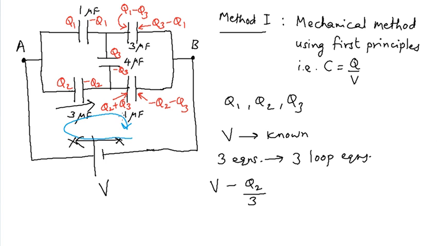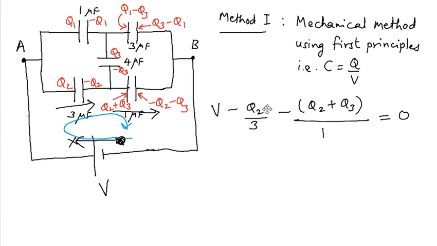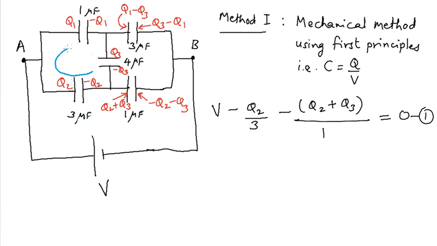And finally when we go through the next capacitor in this direction, the potential difference that we encounter is minus (Q2 plus Q3) divided by 1 microfarad. Now we are back to our starting point over here. So the total potential difference that we have encountered must be equal to 0. So I'll just move this equation up here, and this equation I will call equation number 1. I can get my second loop equation by traveling in this loop in the clockwise direction and reaching my starting point.